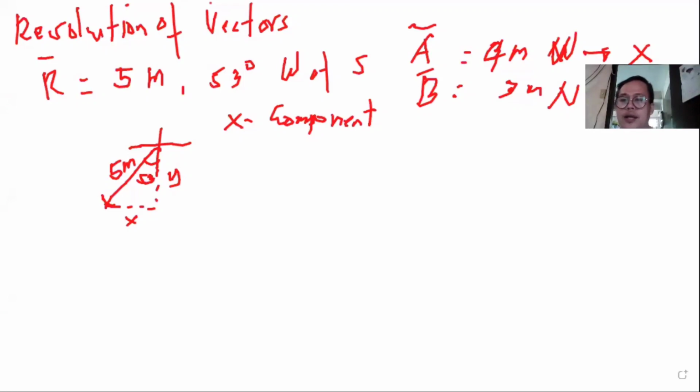Opposite and hypotenuse are given, because your X here is opposite to 53 degrees and the given is 5, which is the hypotenuse. So what function are we going to use? Is it sine, is it cosine, or is it tangent?